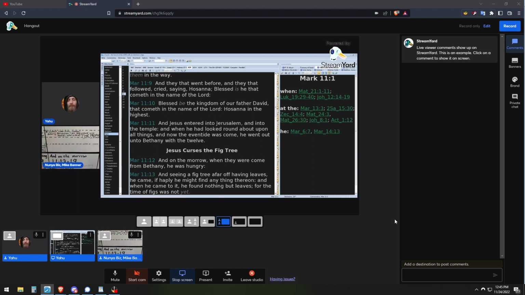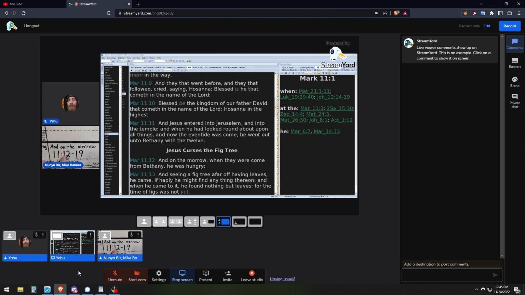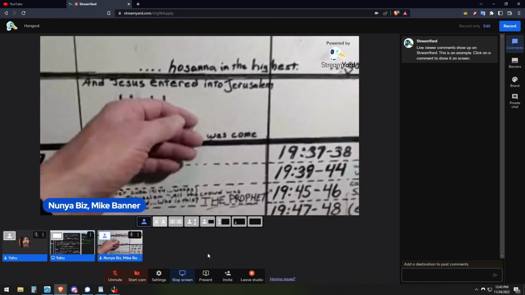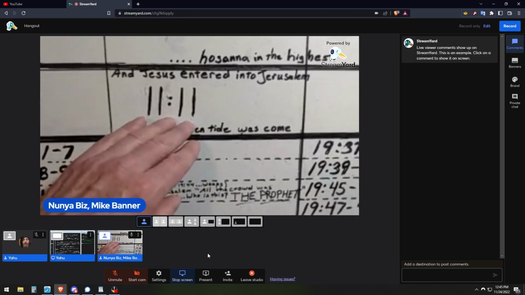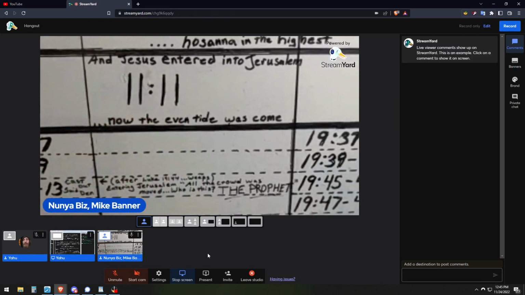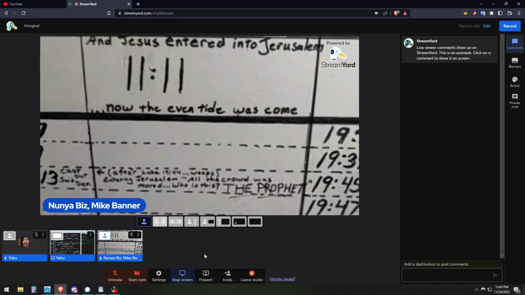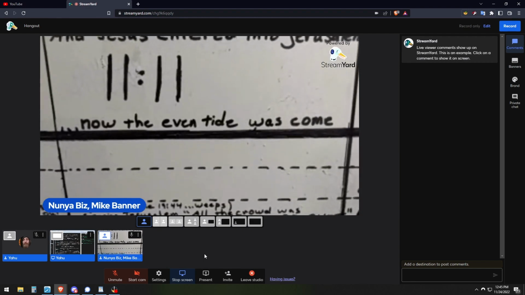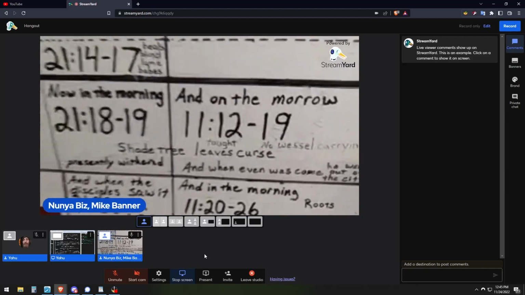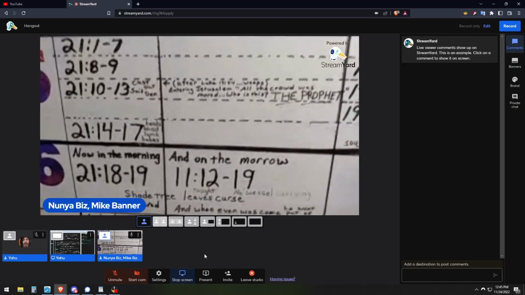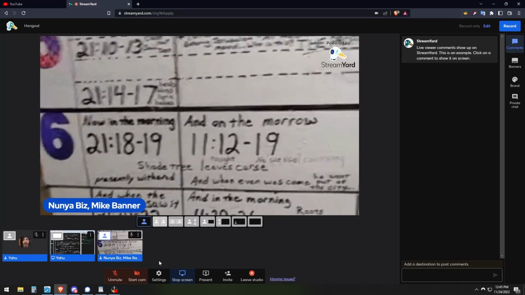Gotcha. So verse 12 starts out, and in the morning. So that's why we're skipping an entire day here, because the 11th, it was a day trip to Jerusalem, maybe even spying it out. He totally chilled, looked around at all things, and when eventime was come, he went out to Bethany. And in the morning, that's why we skipped today. Let me just read Mark 11:12 to 19.